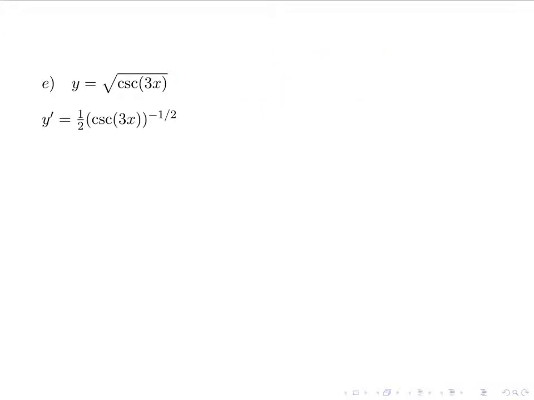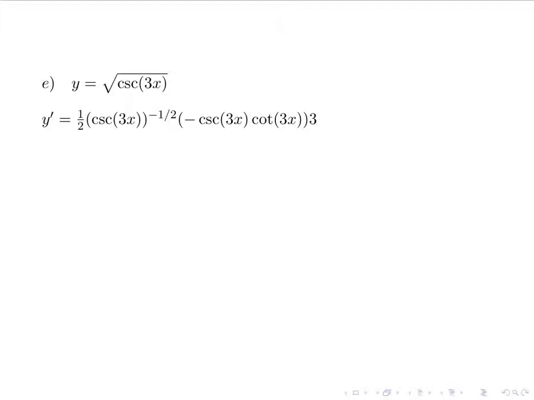So I start by 1/2 cosecant of 3x to the negative 1/2. And then I'm going to multiply by the derivative of cosecant, which is negative cosecant cotangent, still of 3x. And then I multiply by the derivative of 3x, which is 3. Again, I'm going to clean it up. I've got that 1/2, so that 2 can go in the denominator.